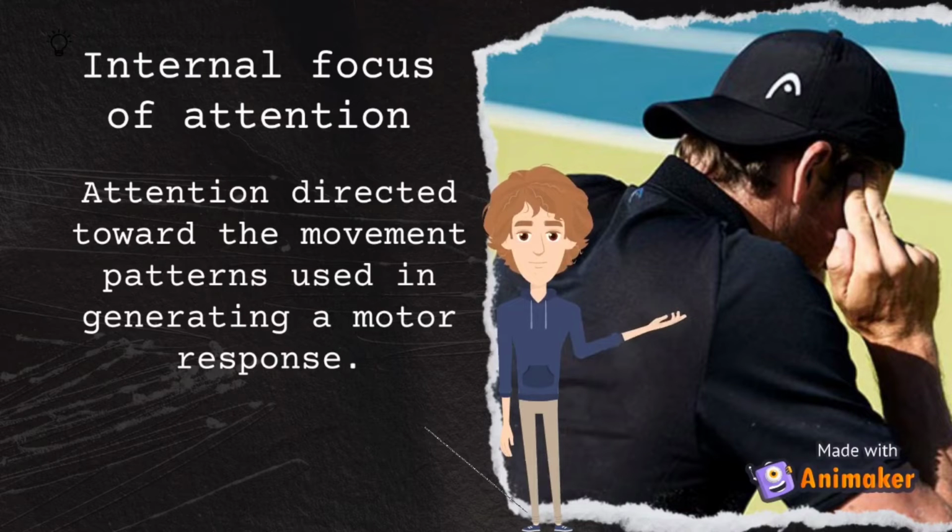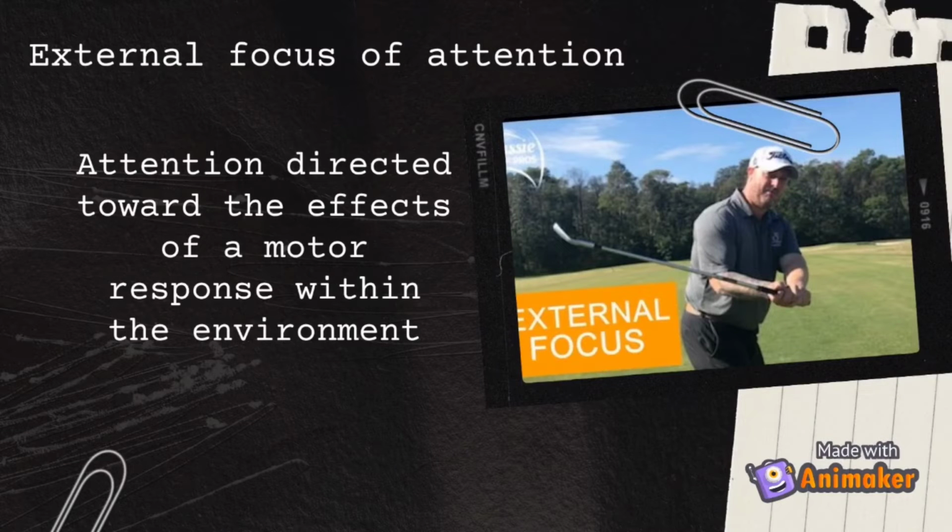Instructions which focused learners' attention on the actual movement patterns involved in producing the skill were labeled as having an internal focus of attention, while instructions directing learners to the effects of their movements were labeled as having an external focus of attention. External focus of attention: attention directed toward the effects of a motor response within the environment.